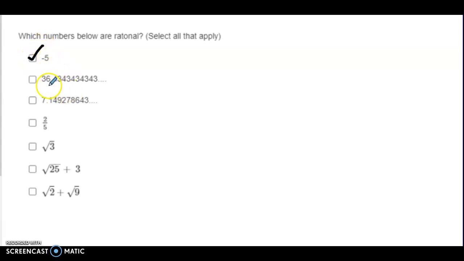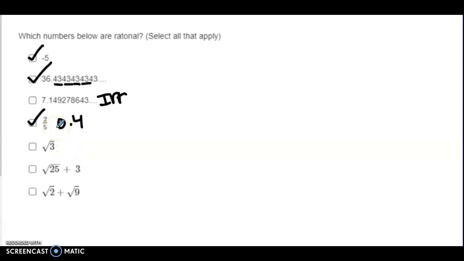Yay. This one's a really long decimal, but notice it goes 4, 3, 4, 3, 4, 3, 4, 3, 4, 3. That one repeats. So you can actually write that as a fraction. So that one's also rational. This one's a really long, yucky decimal, and it doesn't repeat. So I know that that one is irrational. For 2/5, 2/5 is written as a fraction, so that is rational. And if you wanted to double check, you could do it in your calculator. 2 divided by 5 is 0.4, and so I know that that's rational.